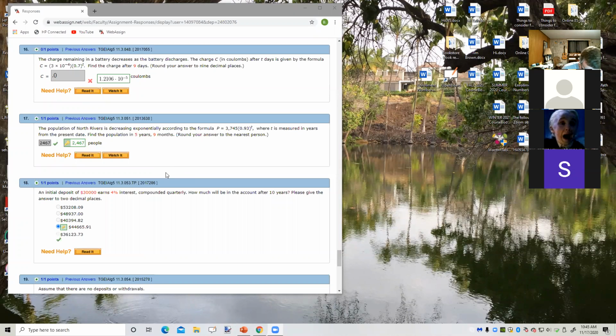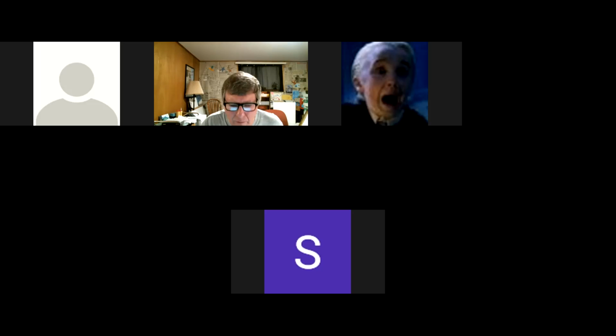Okay, so we've got P equals 3,745 times 0.93 to the T power. T is measured in years, 5 years, 9 months. 9 months would be 3/4 of a year, or 0.75 years. So we need to find P of 5.75. Everybody okay with where I got the 0.75? So here we go.